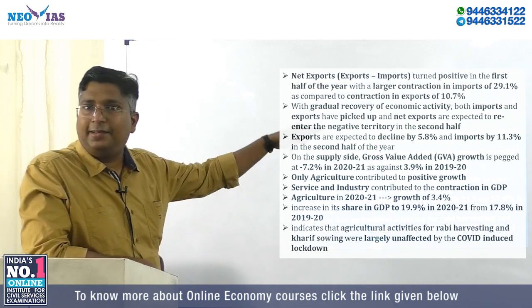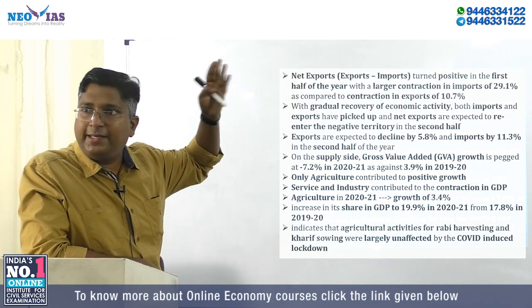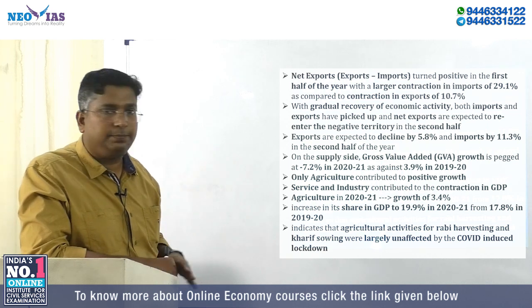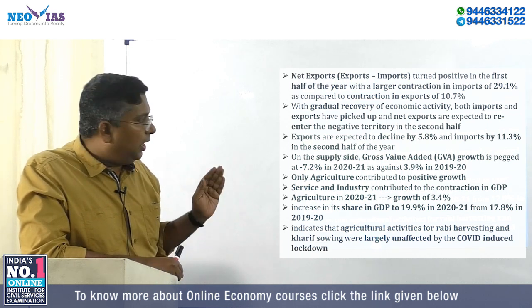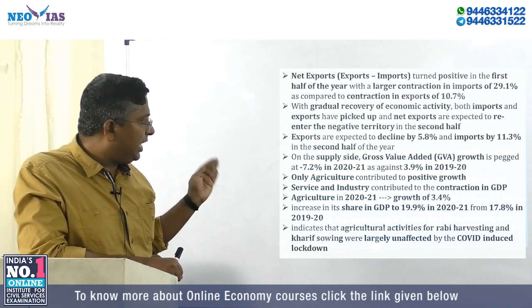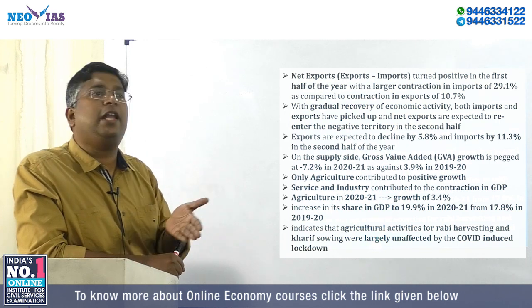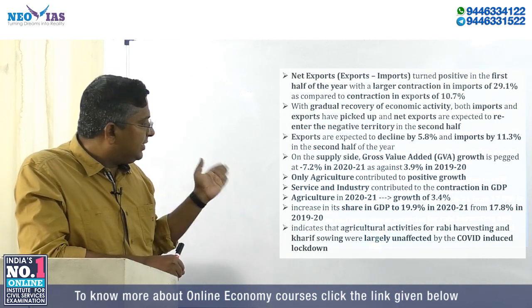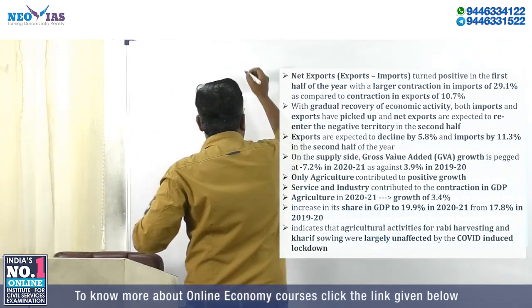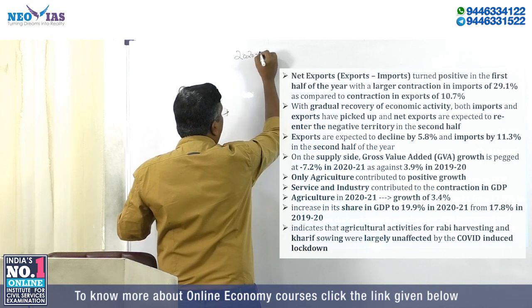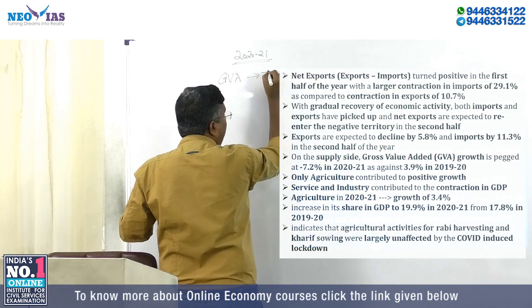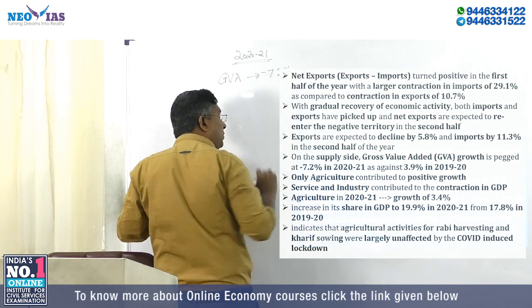Now coming to the supply side. With this, the demand side is over. The demand side angle, the expenditure angle, we discussed. Now the supply side, the gross value added growth. Here, from the supply side, they are not calculating GDP at market price. It is gross value added. So on the supply side, in the year 2021, gross value added growth is minus 7.2%.